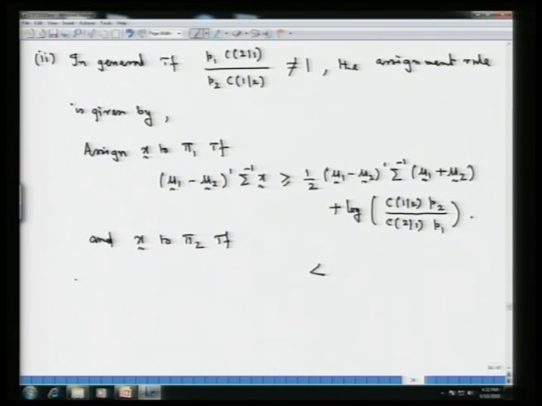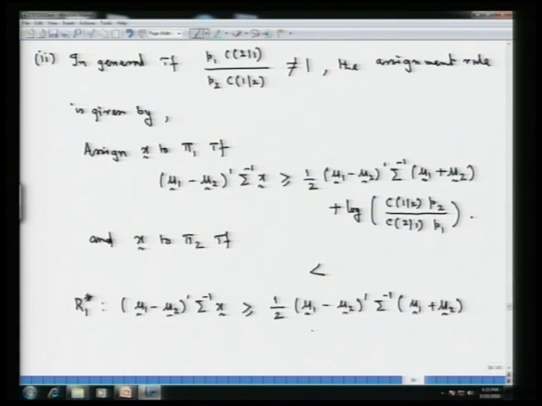And thus, we have got this R 1 and R 2 region for this, that R 1, let us write that to be R 1 star to distinguish it from the previous R 1. So, this region now is mu 1 minus mu 2 prime, sigma inverse times x. This is greater than or equal to. So, it is the region of all x's for which the left hand side here is greater than or equal to the right hand side, half of mu 1 minus mu 2 prime, sigma inverse mu 1 plus mu 2, plus log of this C 1 given 2 divided by C 1 times, and R 2 star, the region for assignment to the second population, would just be given by this less than this particular term.